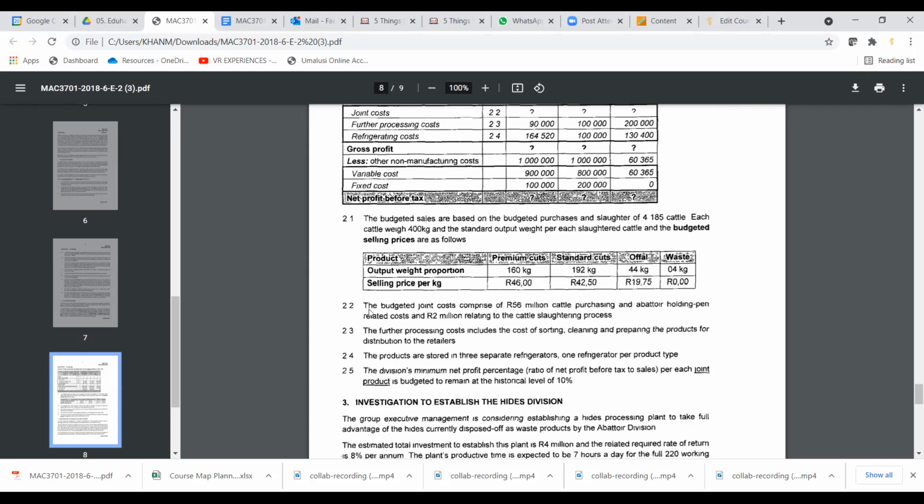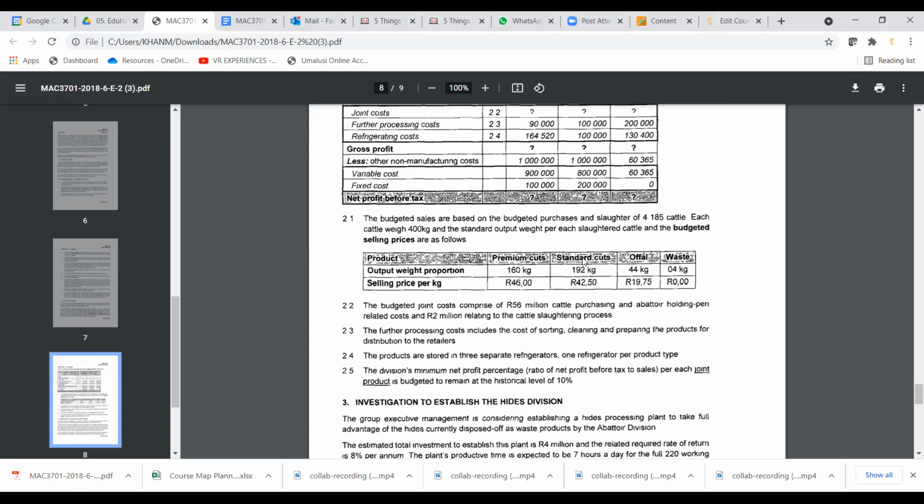Okay. So they say the budgeted joint costs comprise 56 million rand of cattle purchasing, and 2 million relating to the abattoir holding cost for the cattle slaughtering process. So the joint cost is made up of two things: purchase price plus holding cost. It comes to 58 million rand. We need to split this 58 million rand between the joint products, which are premium cut and standard cut.